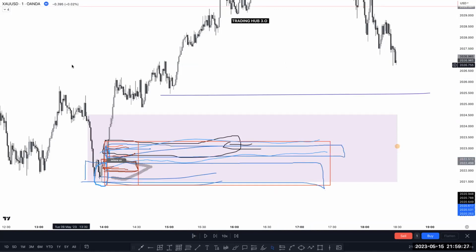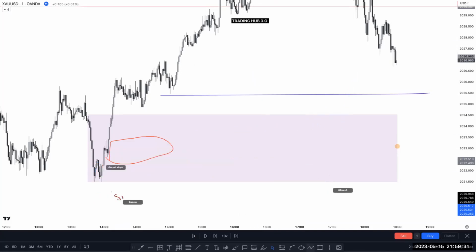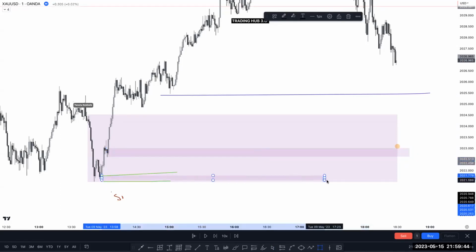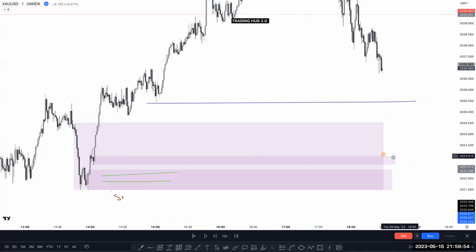Okay, correct. So these two are possible zones here. The first one is here, and the next one here. You can also use the entire zone, right? And the next thing is here.